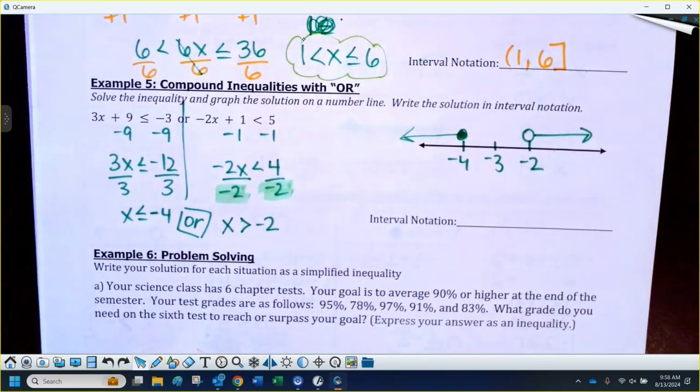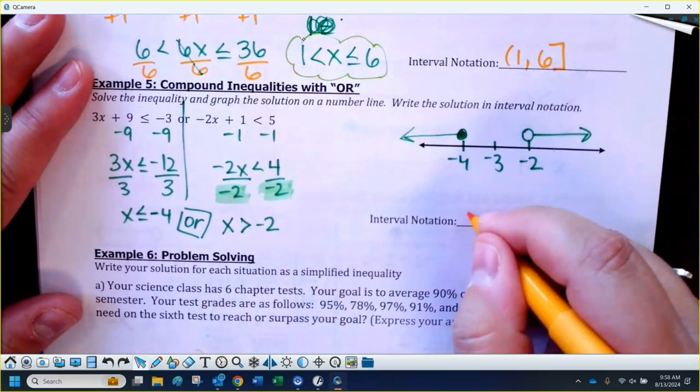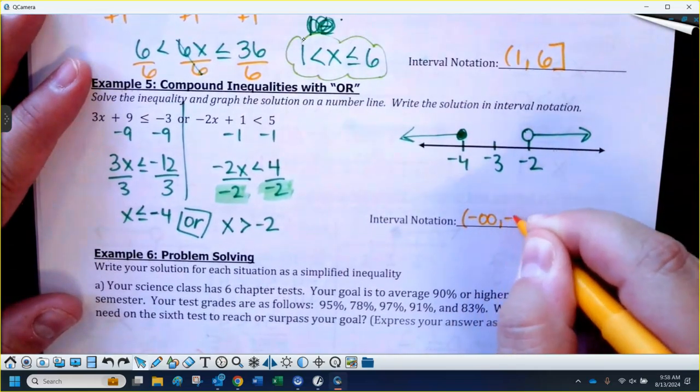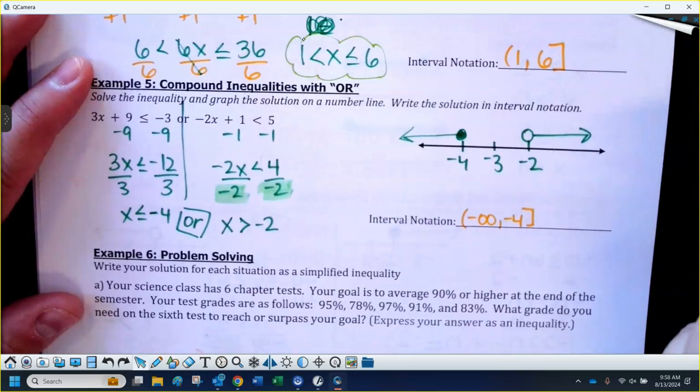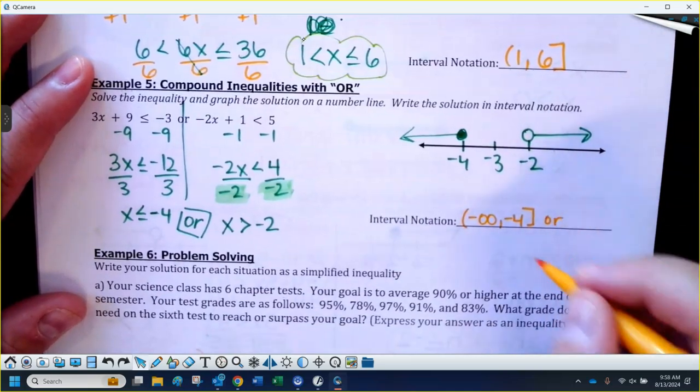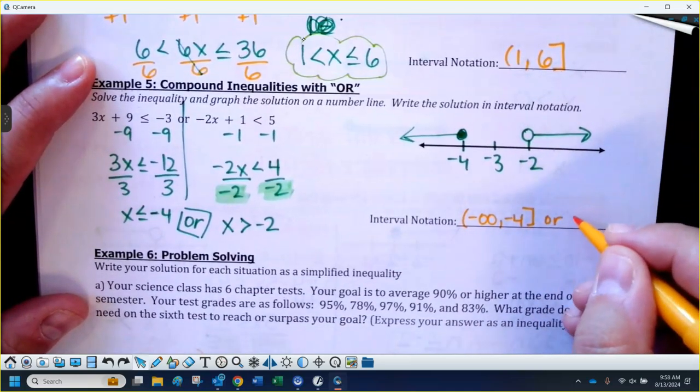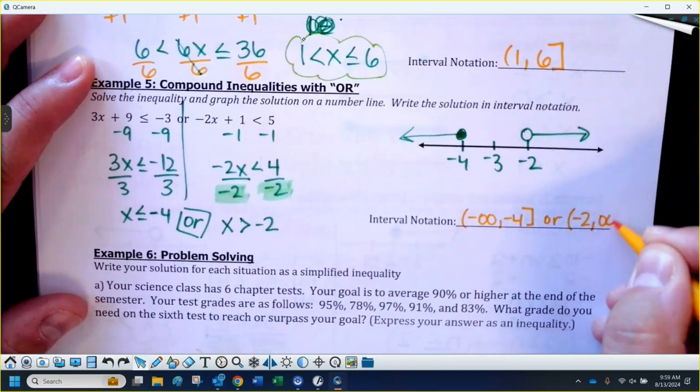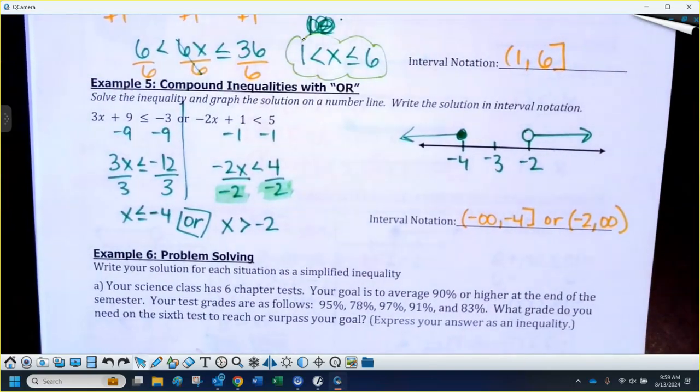And when you do an or statement, we're just going to write two little bitty intervals. So negative infinity to negative 4 with a bracket, because I got a filled in circle, or the other interval would be a parenthesis, negative 2 to positive infinity. Does anybody have a question?